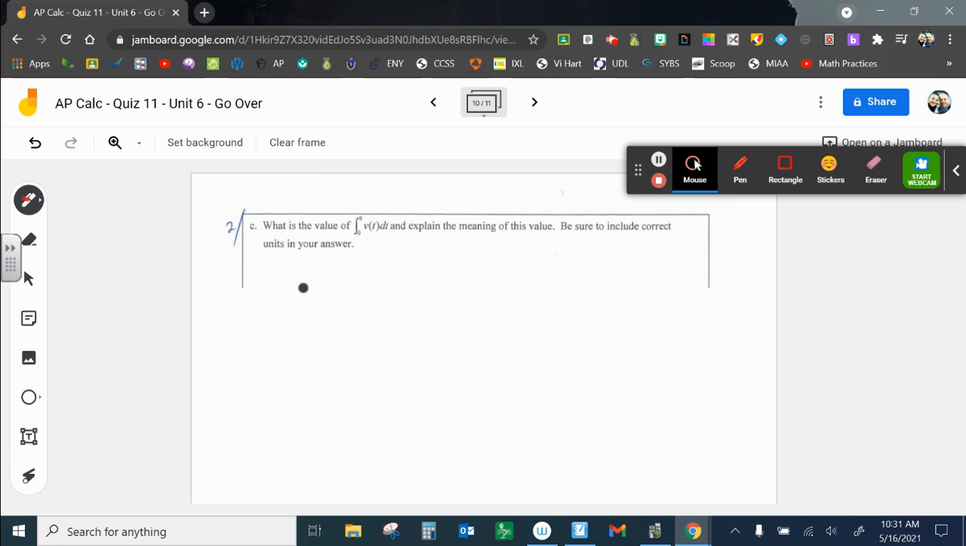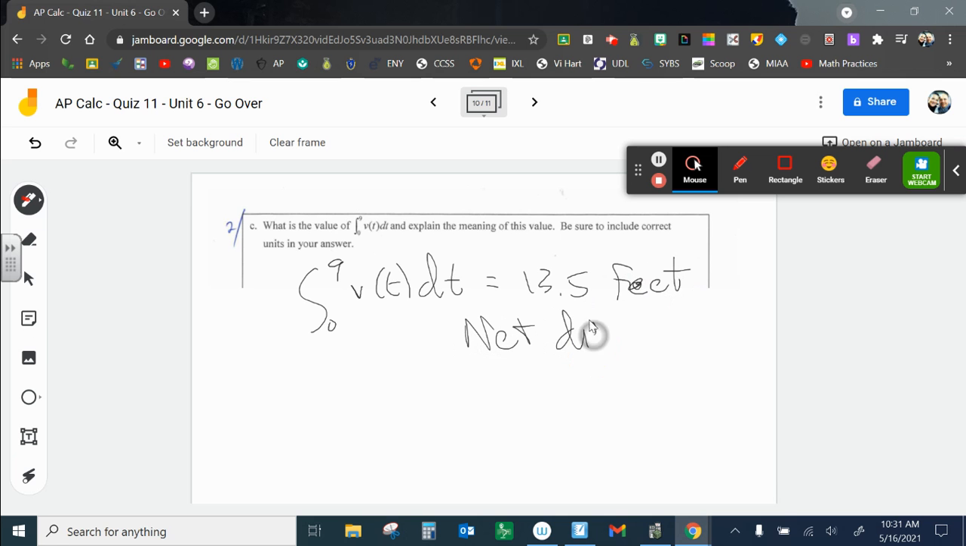Yeah, so the integral from 0 to 9 of v of t dt equals 13.5. And what was the amount of change? It was the distance in feet. Okay, and that represents the net distance.